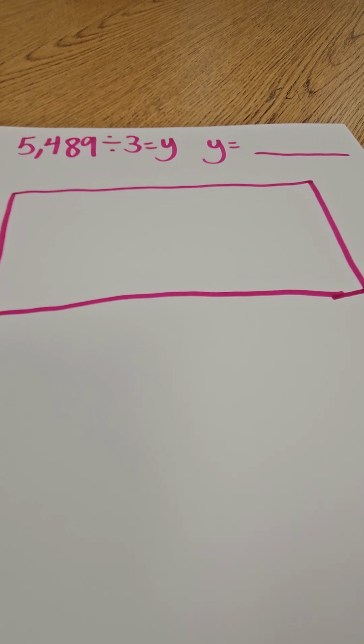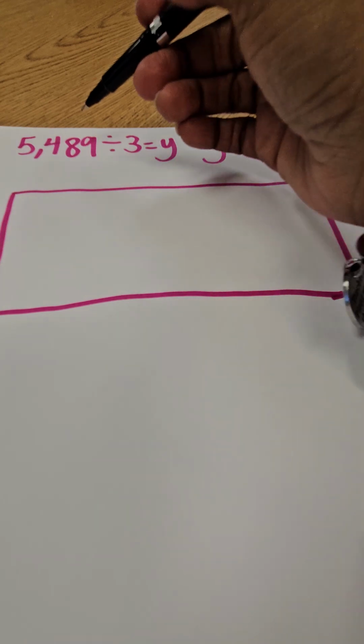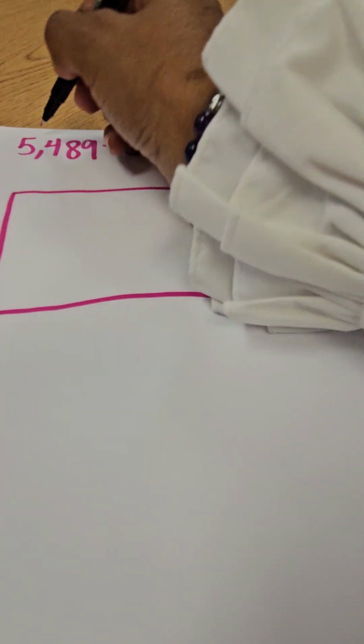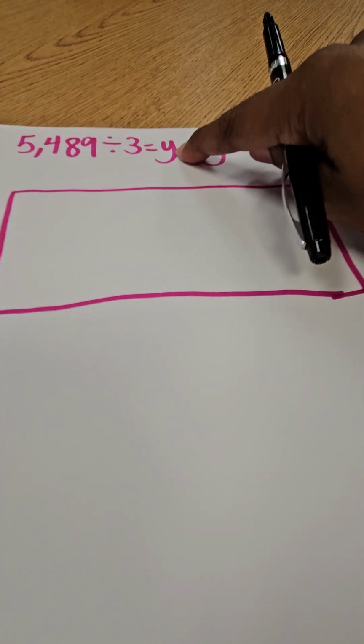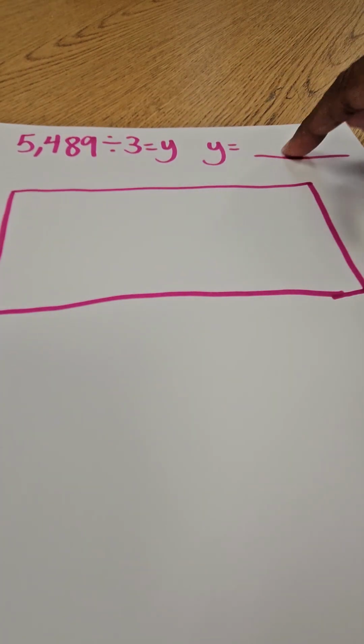I'm going to go ahead and walk through this problem. I'm going to do several of these videos just so you can see different options for you to use for division. So this problem says 5,489 divided by 3 equals y. Remember what each part is. This is your dividend, divisor, and then the y is your variable, which represents your quotient.